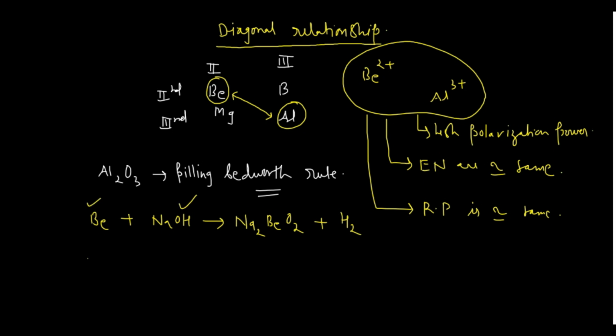The same reaction occurs if you react aluminium with sodium hydroxide, of course water is needed here. It will also form the same kind of salt, 2NaAlO2, sodium meta aluminate, with the liberation of hydrogen. So aluminium can also liberate hydrogen. You can balance the reaction, and various other reactions are also there.